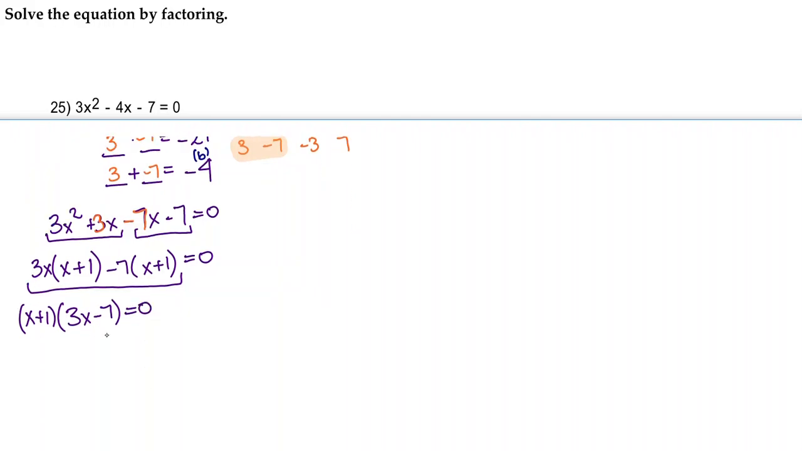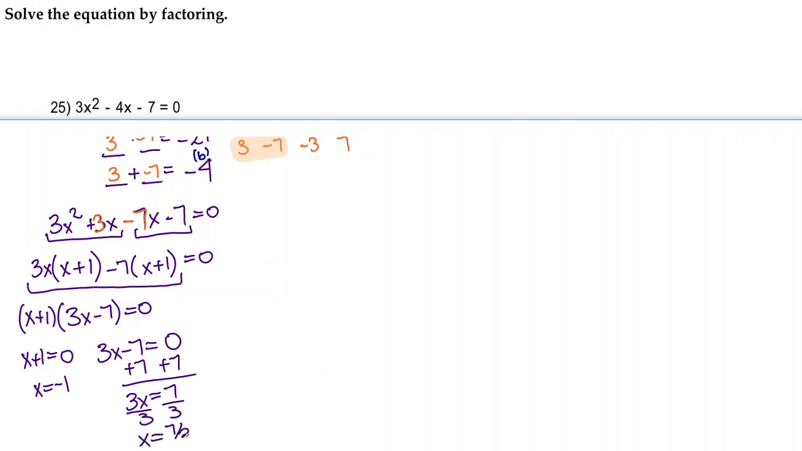So now we have all the factors set equal to 0, so we're going to use the zero product property, which says that you can just go ahead now and split up each factor and set it equal to 0 and solve for x. So over here, x is going to equal -1, and over here, there's a little bit more work that we have to do. And it looks like x equals -1 and x equals 7/3.